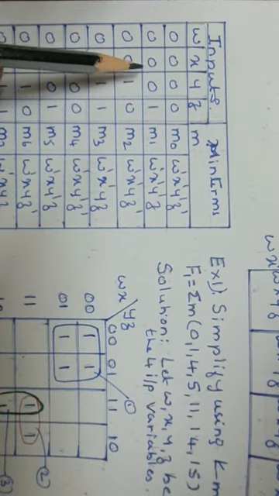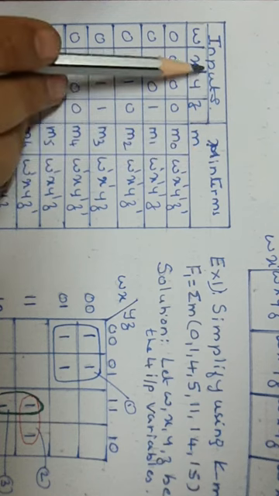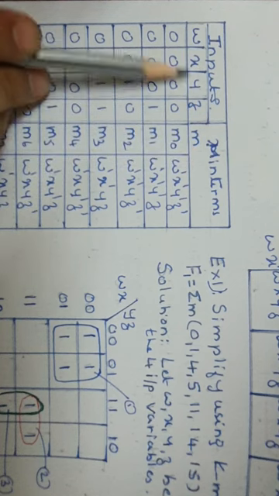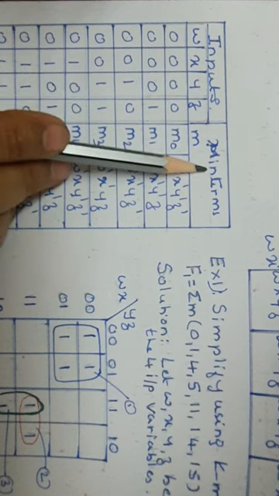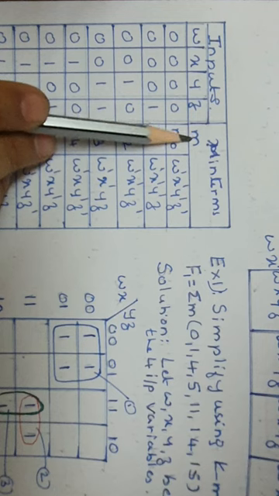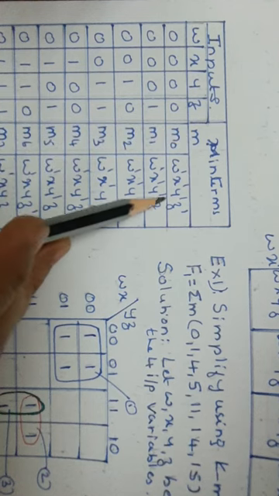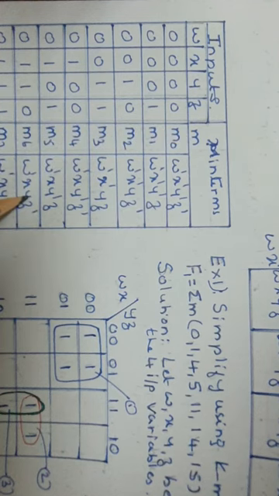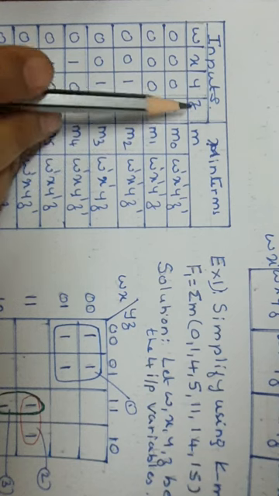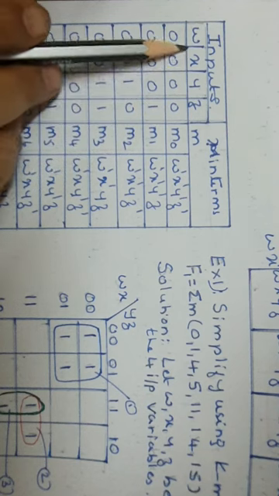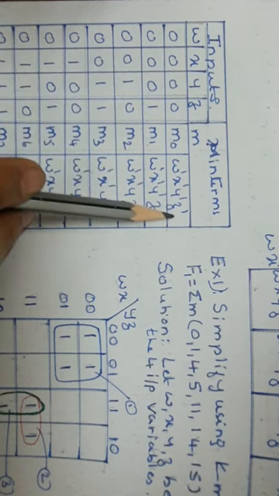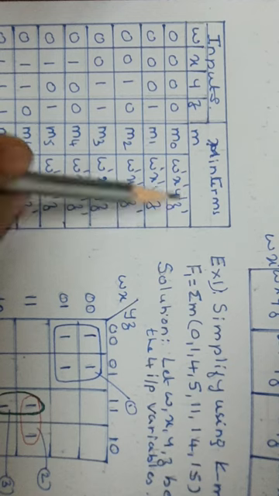So if you list the minterms for four variables, say input four variables are w, x, y, z, minterms, that is m, will start from m0 to m15. Totally 16 minterms will be there. This is one way of writing minterms. This is another way of writing minterms in terms of input variables. If A B C D are given, in terms of A B C D only we should write.